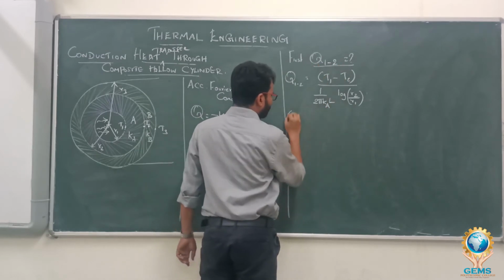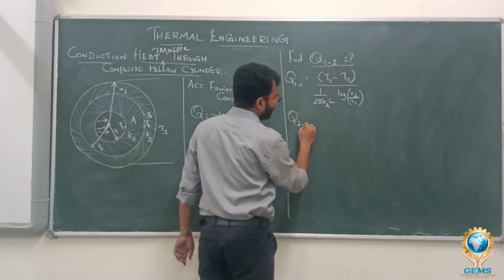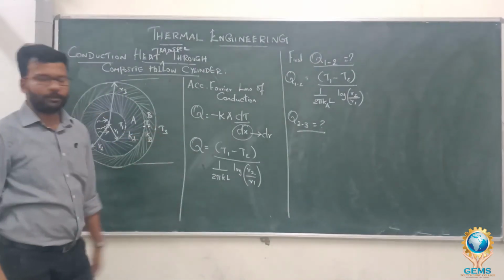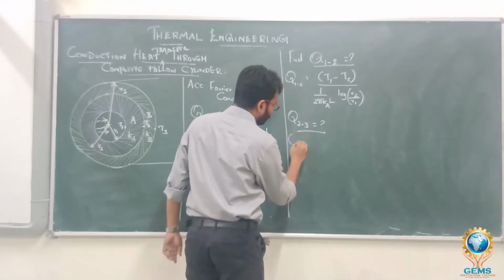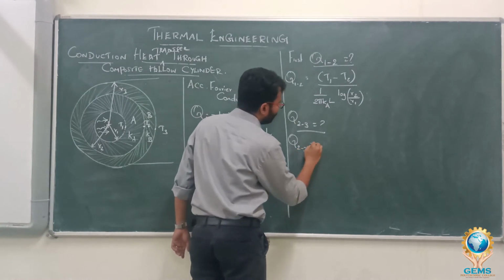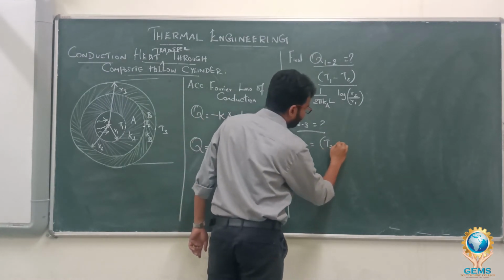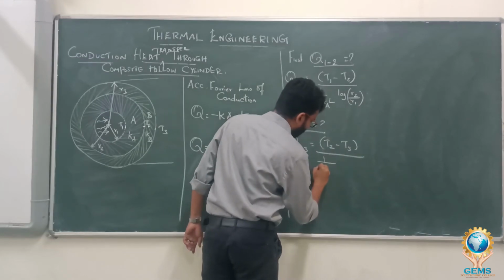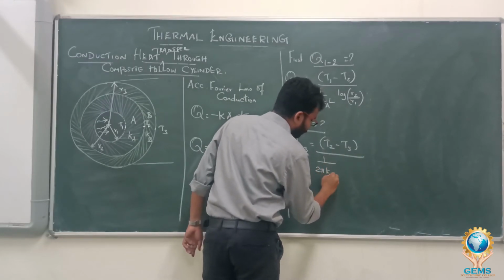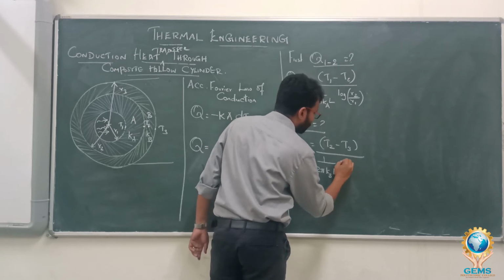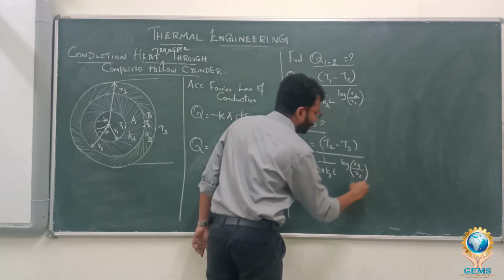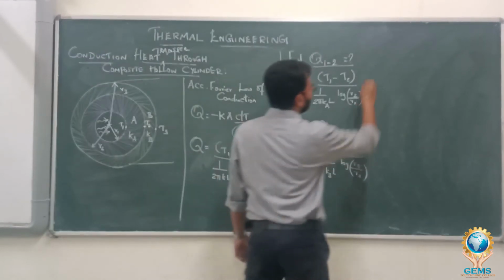Now we are going to find the heat transfer Q of 2 to 3. From point 2 to 3, Q of 2 to 3 is equal to T2 minus T3 divided by 1 by 2 pi Kb L of log of R3 by R2.